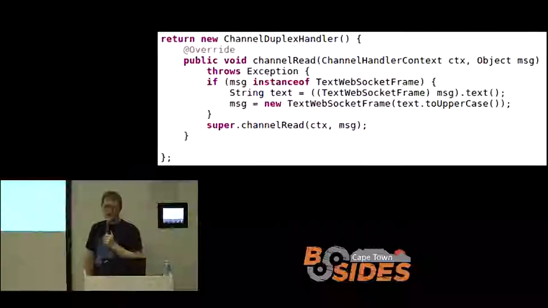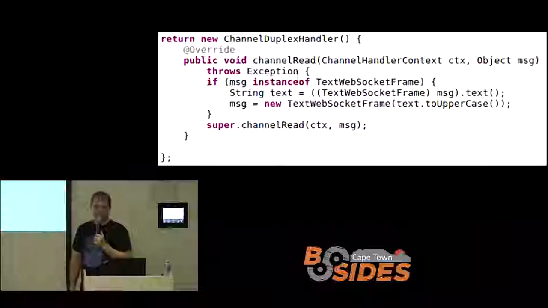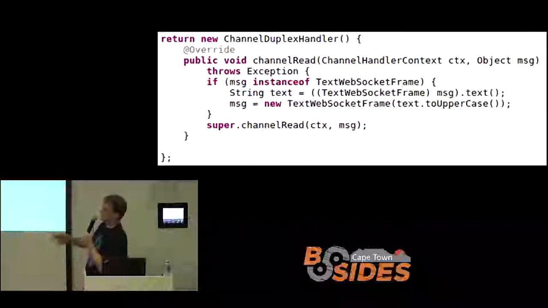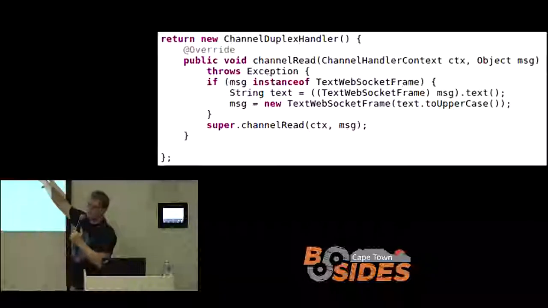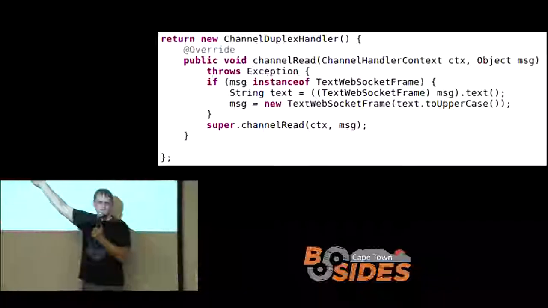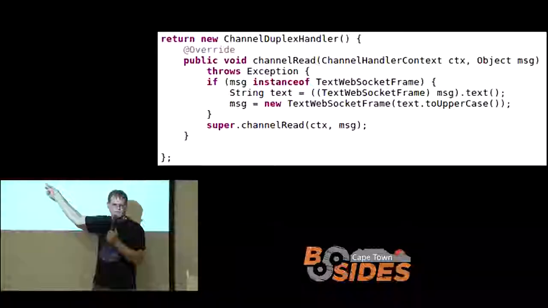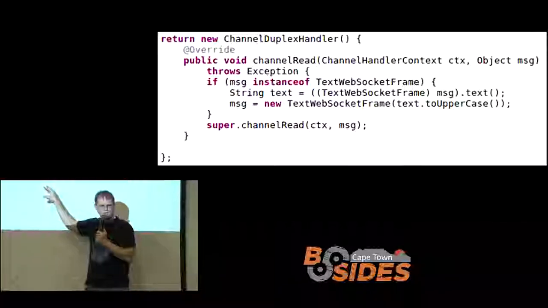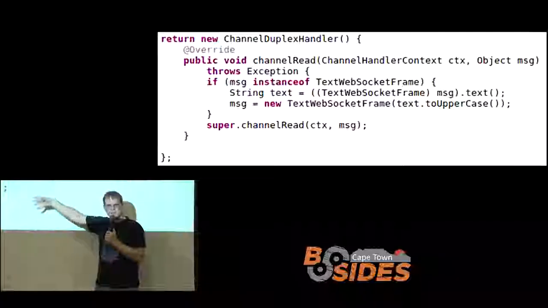Here is a very simple handler, or scripting handler. It can be implemented as a script. In this case it is, because it's got the return new channel duplex handler at the top, which is just a scripting mechanism. What it's doing is looking for inbound messages, checking to see if it's a text WebSocket frame, extracting the text of that, turning it into an uppercase version, and putting a new text WebSocket frame with the uppercase text back into the pipeline.